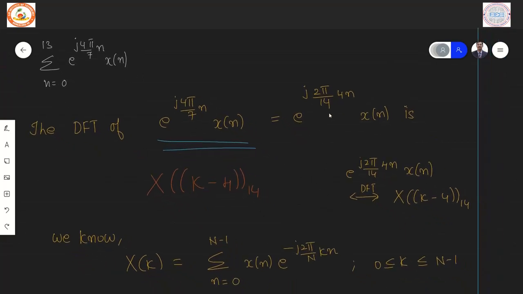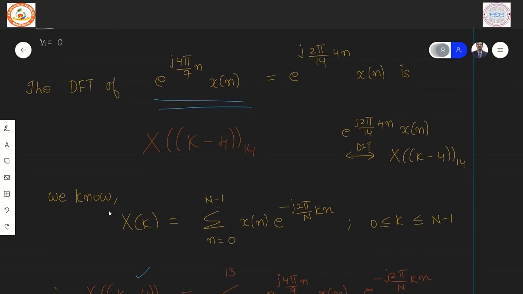Now, the DFT of this, if you can recollect, since we are multiplying x of n by an exponent, it results in a frequency shift. So it is the circular frequency shift property. So by how much are we shifting? We are shifting it by a quantity which is equal to 4. Everything else is in place. You know the N value here is 14. So structurally it is in the form of e power of j 2 pi by 14 into 4n x of n. Its DFT is capital X of k minus 4 mod 14.